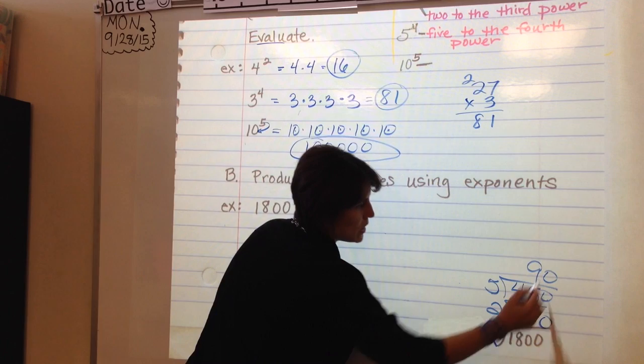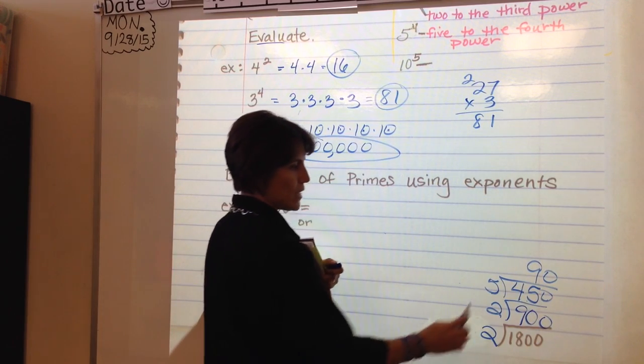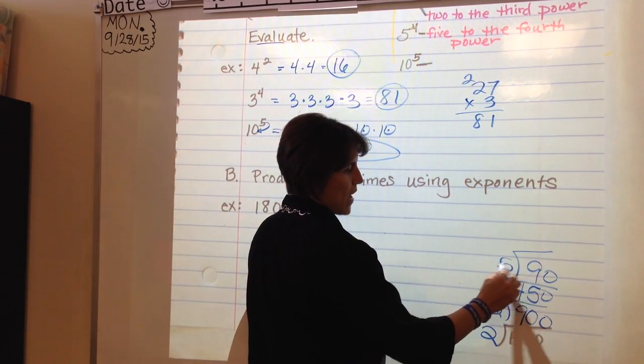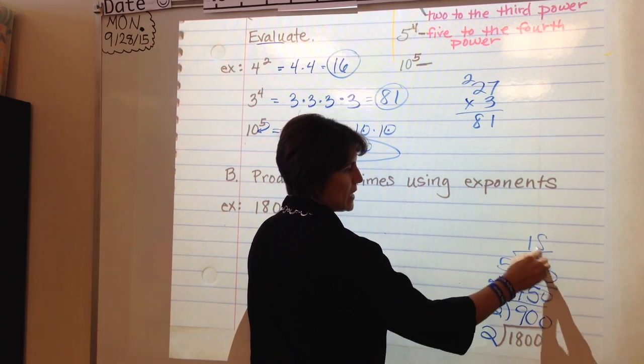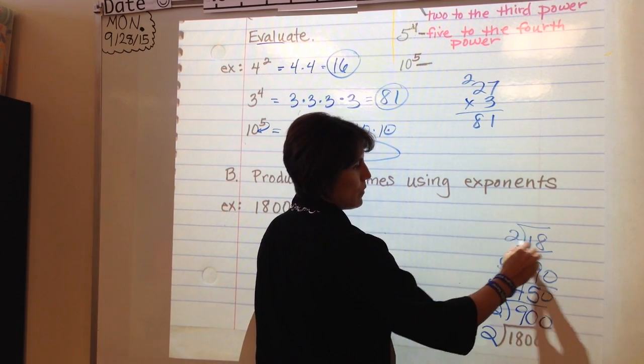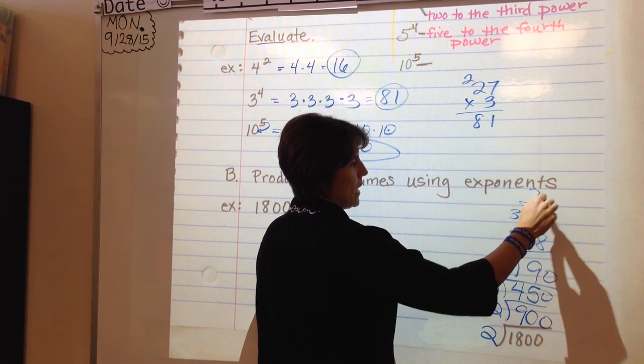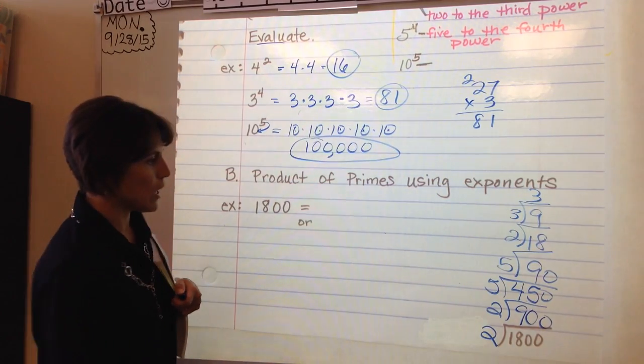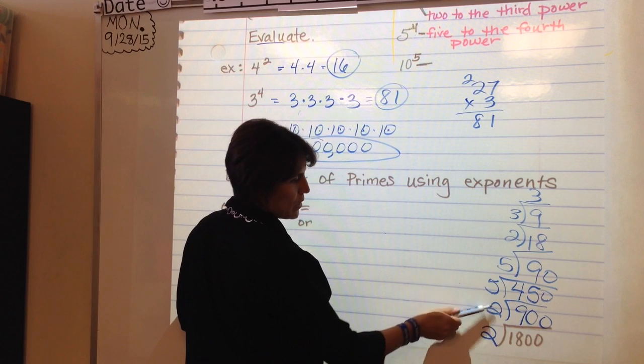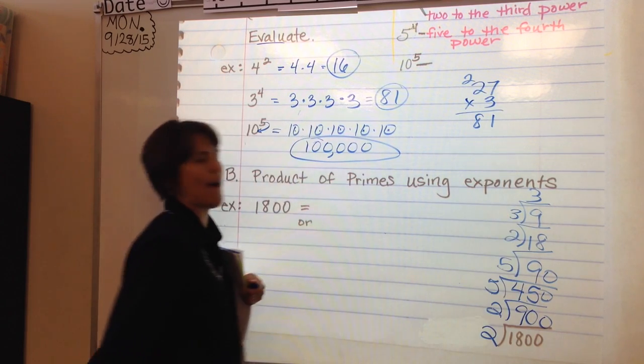Yeah, 5 goes into 45, 9. And 5 goes into 0, 0 evenly. So I'm going to go 5 times 90 is 450. And another 5 goes in once, 18 times. And another 2 and a 9 and a 3 and a 3. Cool. Look how many prime factors 1800 has. 1, 2, 3, 4, 5, 6, 7 prime factors.